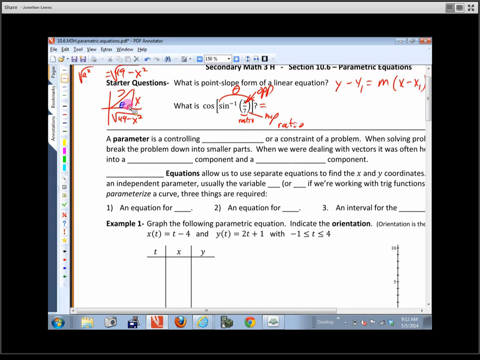And then what do I want from this? What do I want to know about that angle? I've taken care of the inside stuff. I want to know the cosine of that. I want to know what the cosine is of this angle. Taking this picture, what is the cosine? And what is the cosine ratio? What two sides? The adjacent over the hypotenuse. So the adjacent is the square root of 49 minus x squared, and the hypotenuse is 7.